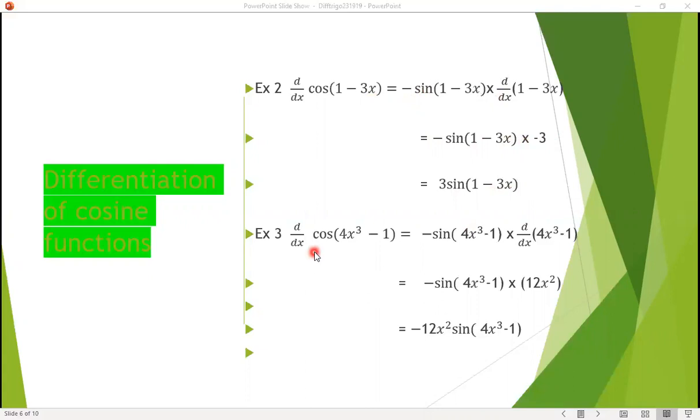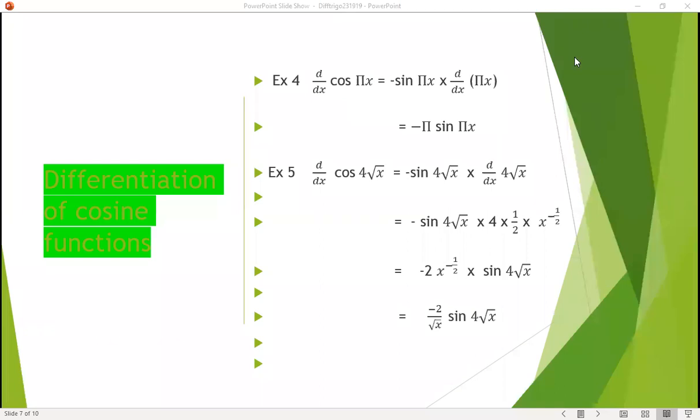Third example, differentiation of cos of bracket 4x cubed minus 1. It's minus sine of bracket 4x cubed minus 1. So differentiation of 4x cubed minus 1 is 12x squared. Final answer, it's minus 12x squared sine 4x cubed minus 1. Our next example, differentiation of cos pi x. So it's minus sine pi x multiplied by the differentiation of pi x, which is pi. So final answer, it's minus pi sine pi x.